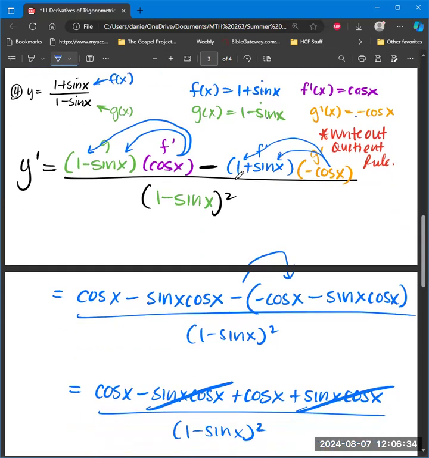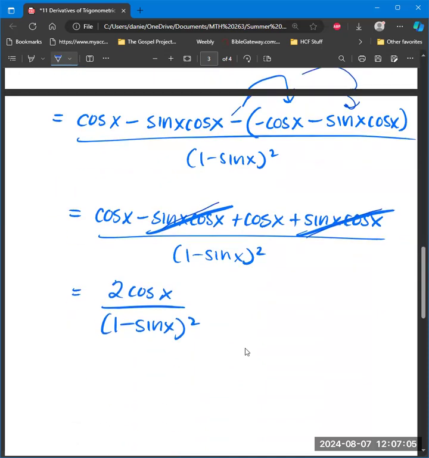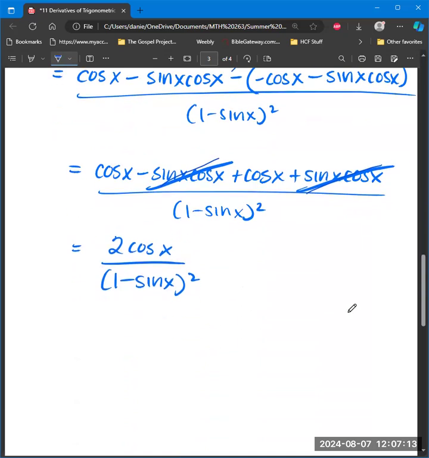And then we're going to go ahead and distribute here. Cosine minus sine cosine. And then this is going to be negative cosine minus sine cosine. Distribute that negative through. And we get cosine minus sine cosine plus cosine plus sine cosine, and sine cosine and negative sine cosine cancel each other out. We end up with a 2 cosine x in the numerator. We have a denominator of (1 minus sine x) quantity squared. All right.